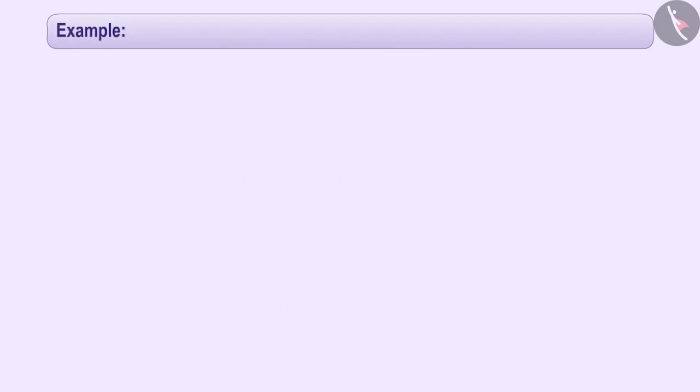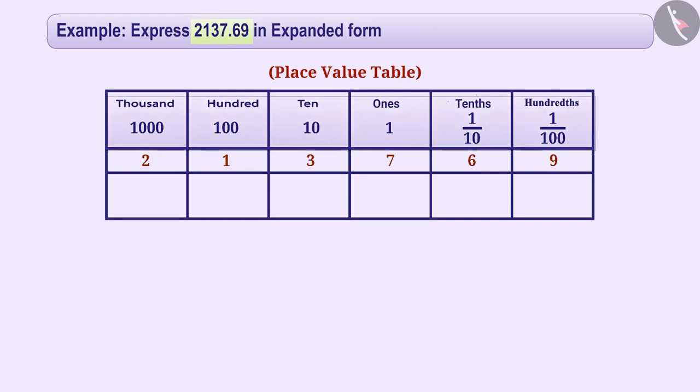Example 2. Express the number 2137.69 in expanded form. First of all, we will show this number in the place value table. As you can see here, 2 is in the thousands place, so its value will be 2 into 1000. Similarly, 1 is in the hundreds place, so its value will be 1 into 100.